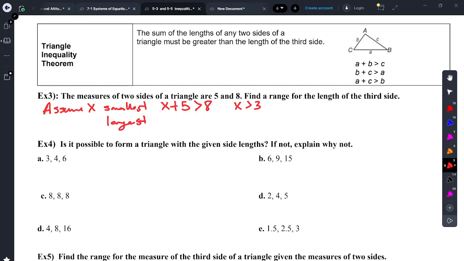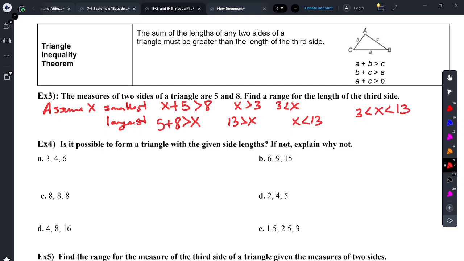Then what do? I assume that x is the longest side. So I get the smallest, 5, plus the next smallest, 8, is greater than x. So we get what? 13 is greater than x, right? Now there's two ways you can do this. You can flip them both around and change this to 3 is less than x, and then change that one around to x is less than 13, and then you can slam them together. And you get what? 3 is less than x is less than 13.